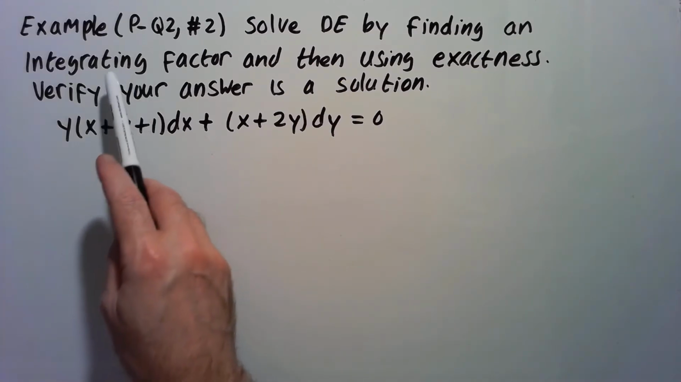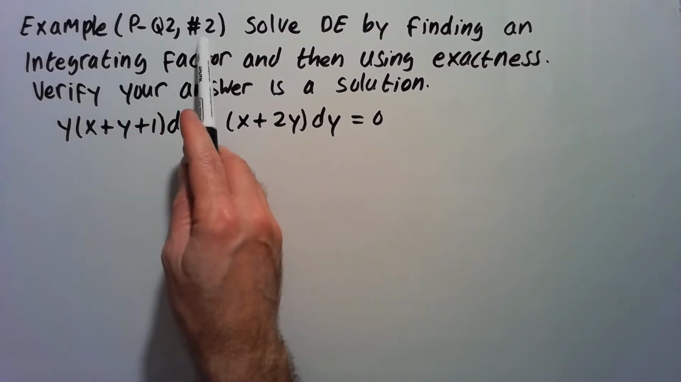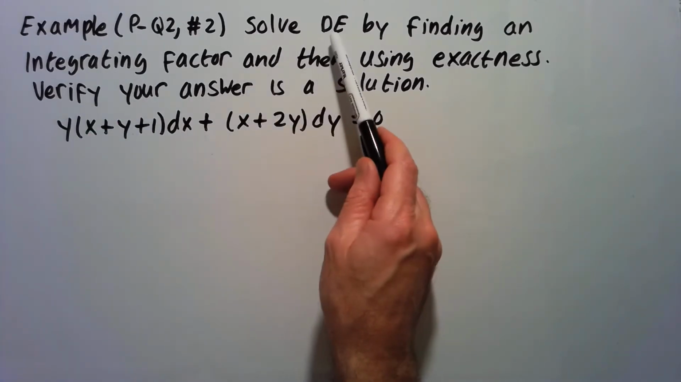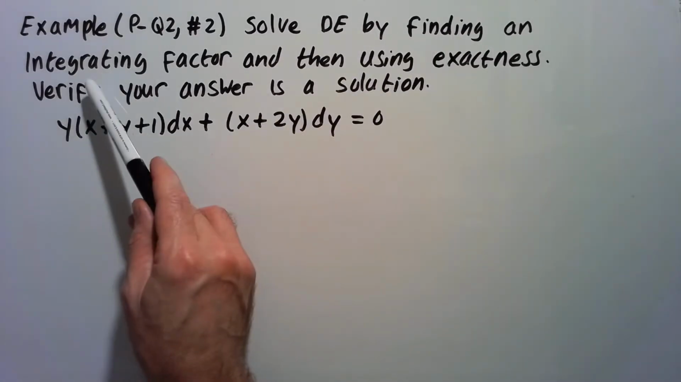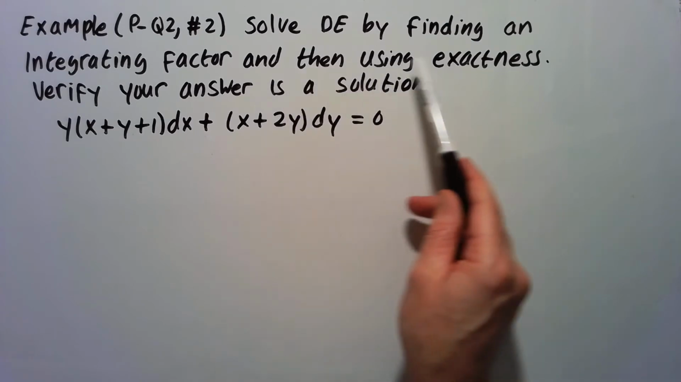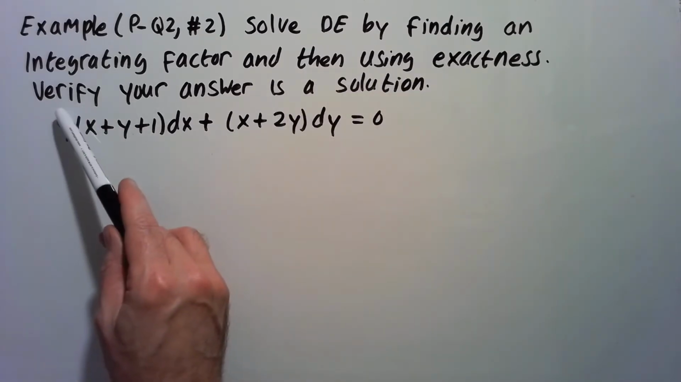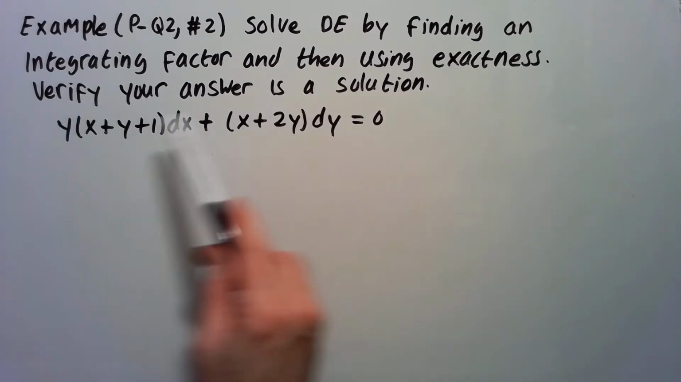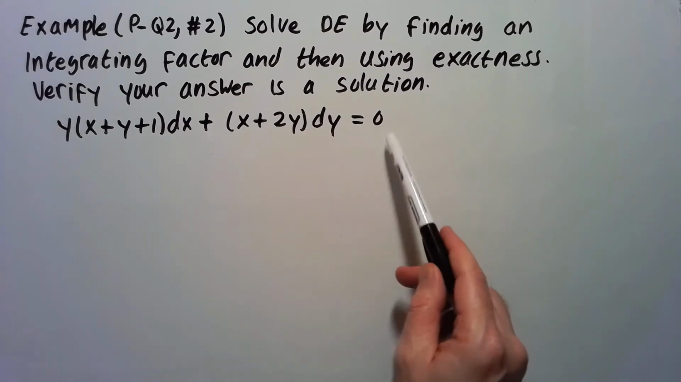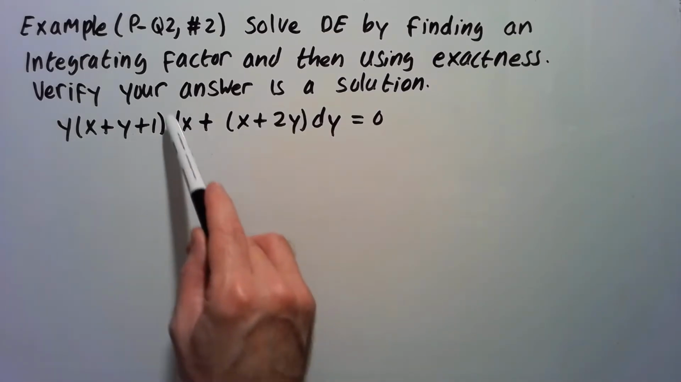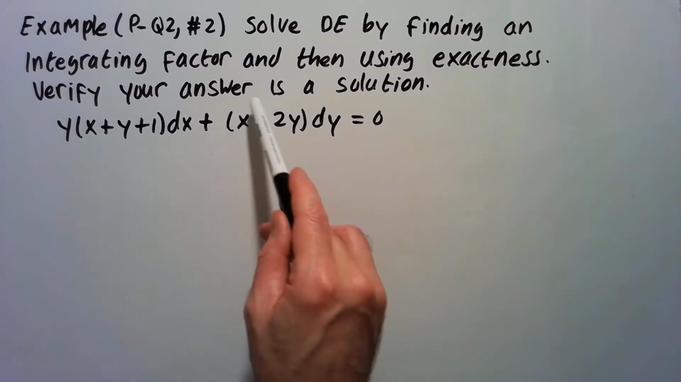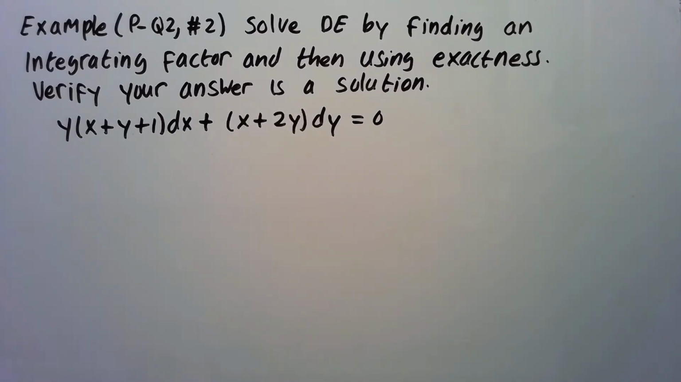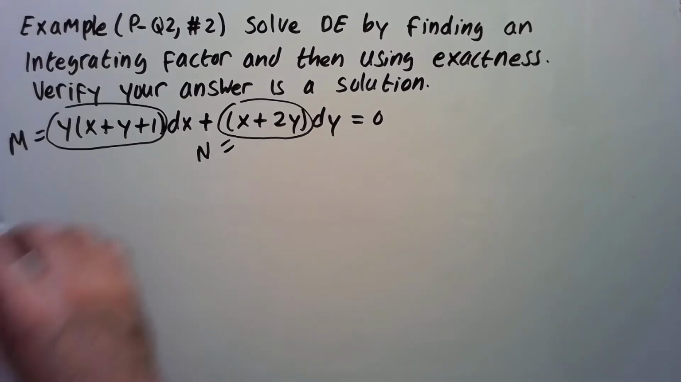Okay, this is practice quiz 2, number 2. It says solve a differential equation by finding an integrating factor and then using exactness, and then verify your answer is a solution. So here's our differential equation. This guy here would be my M, this would be my N, so let me mark that. Okay, there's my M and N.